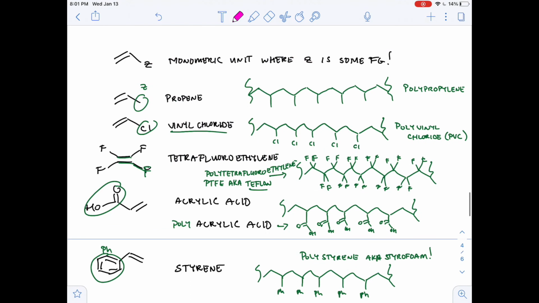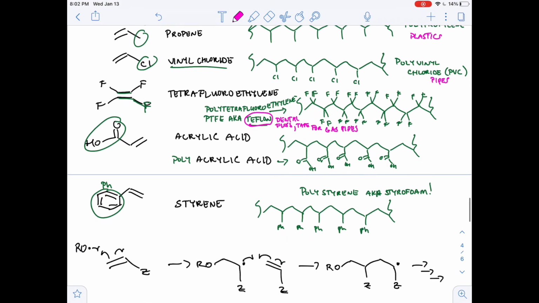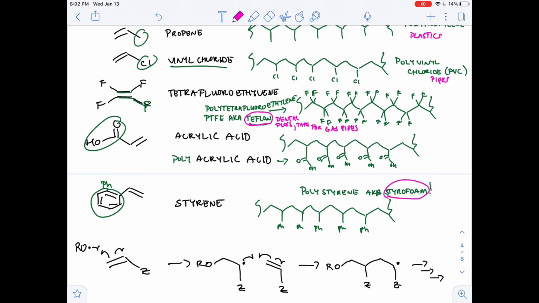There you go. So here's the thing. We want to know what these things are made of or what they're for, right? So plastics, PVC pipes, Teflon. Teflon's super cool because it's like everywhere. I think dental floss. It could be tape for your gas lines, your pipes or whatever. It's on your pots and pans. I told you it's on your stir bar. So that guy's baller.